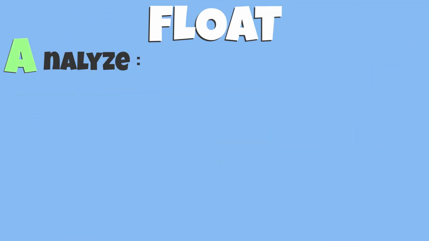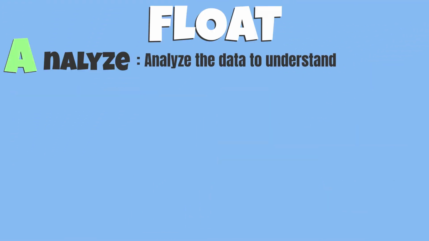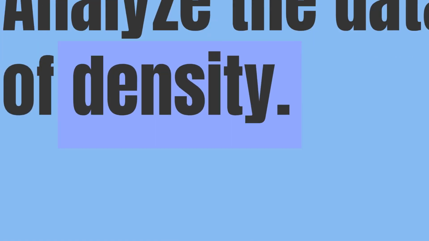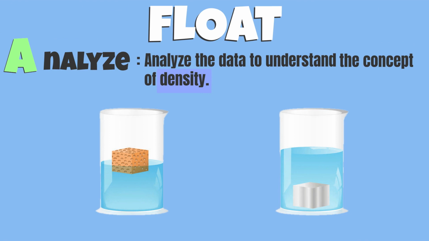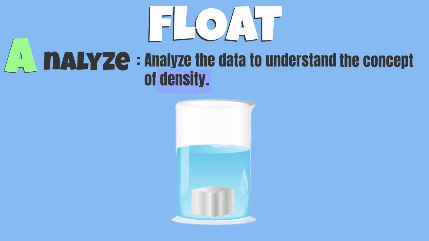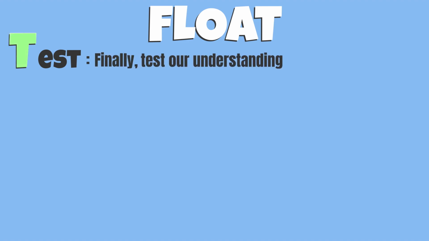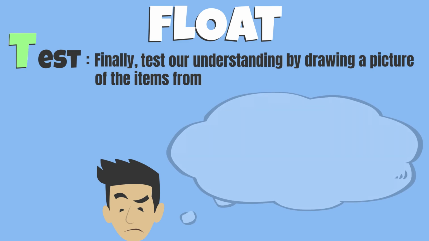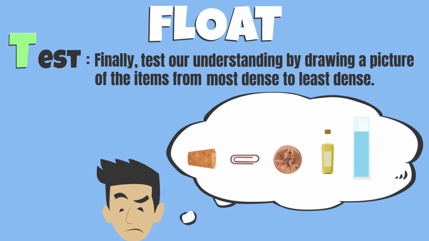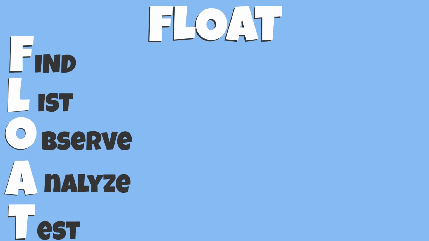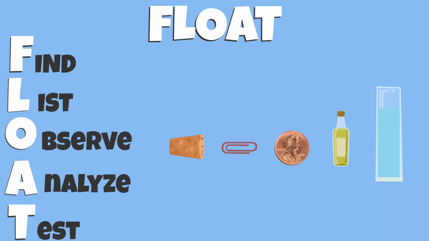A is Analyze. Analyze the data to understand the concept of density. Remember, density determines whether an object will float or sink. The denser an object is compared to the fluid, the more likely it is to sink. T stands for Test. Finally, test your understanding by drawing a picture of the items from most dense to least dense based on our analysis. So let's apply our FLOAT strategy to our answer choices to guide us in identifying the items listed in order from most dense to least dense.